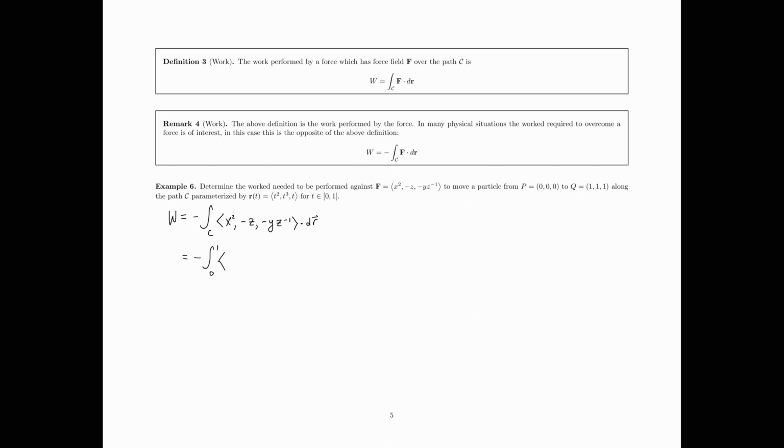We'll replace x, y, and z with what they are on our path. So this tells us x is t squared, y is t cubed, and z is t. So this will become x squared, so t to the 4th, minus z, so minus t, comma, minus, let's see here, we'll have to simplify this. Let's do it in steps. We'll have negative t cubed, t to the minus 1, dotted with the derivative, which is 2t, 3t squared, and 1 dt.